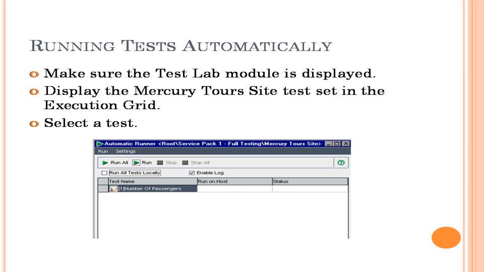Click the Execution Grid tab. In the Test Sets tree, expand the Cycle 1 New Features Test Set folder under Service Pack 1. Select the Mercury Tour site test set. 3. Select a test. To run a WinRunner test, select Airline Preference. To run a Quick Test Professional test, select Number of Passengers. Click the Run button. The Automatic Runner dialog box opens and displays the selected test.